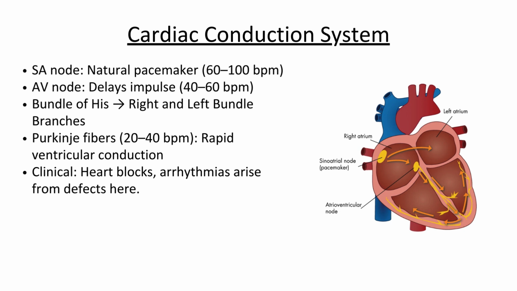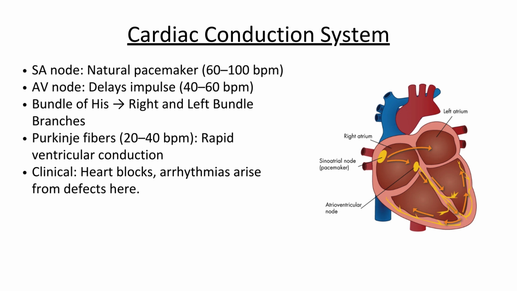Let's now talk about the cardiac conduction system, the electrical backbone of the heart. It all begins with the SA node, located in the right atrium near the superior vena cava. This is your natural pacemaker, firing at 60-100 beats per minute and initiating the cardiac cycle. The impulse then travels to the AV node, located in the interatrial septum near the tricuspid valve. The AV node introduces a critical delay, allowing the atria to contract and empty their blood into the ventricles before the ventricles begin to contract.